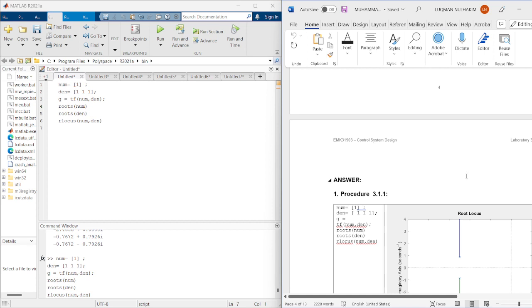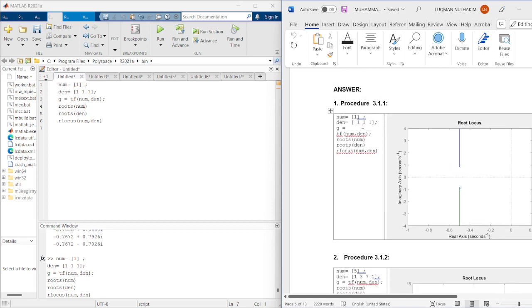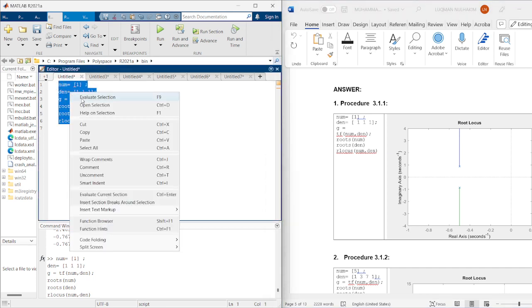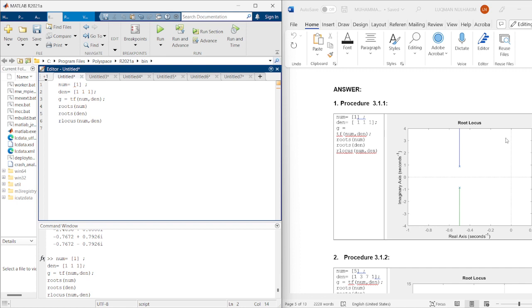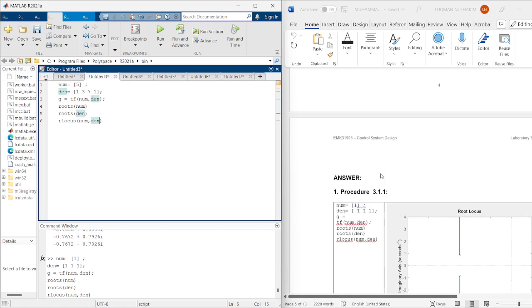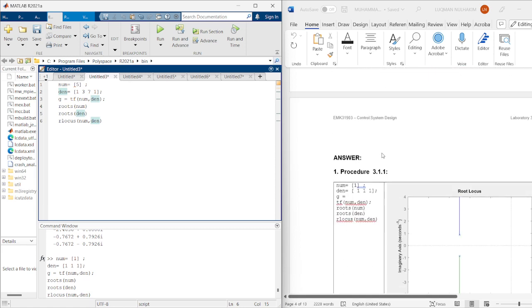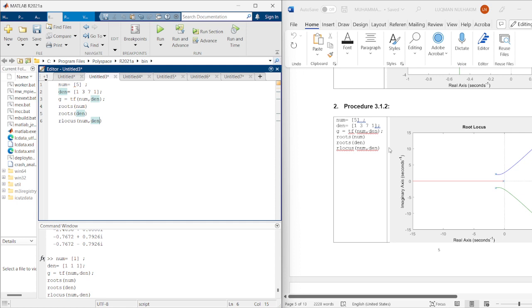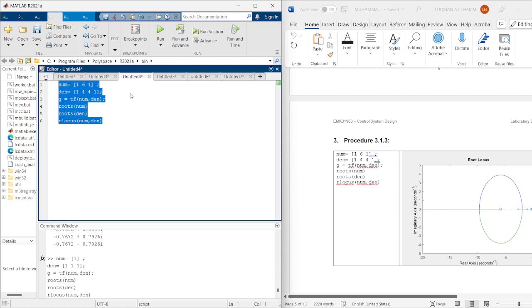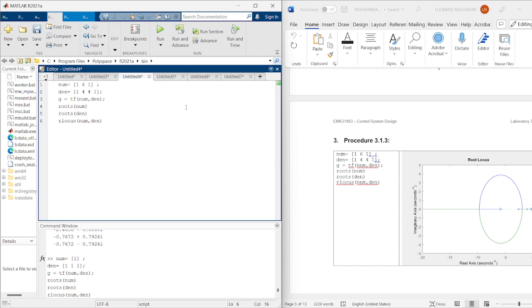For the first equation, I got A and B as 1 and 1. So this is the coding for the first loop. If we evaluate, we will get this graph. For the second equation, we will get this number. If we run this, we will get this graph. And for the third one, this is the coding. If we run this code, we will get this graph.